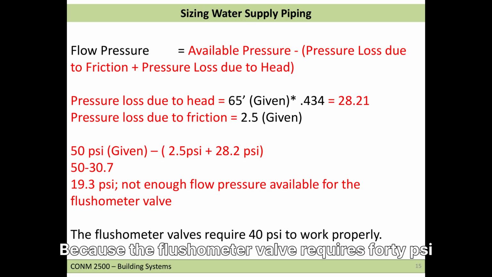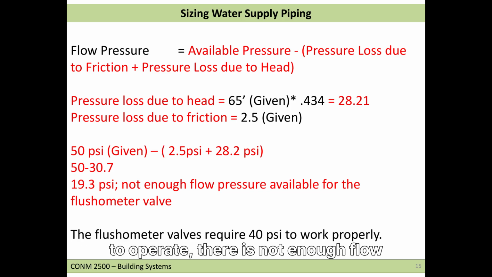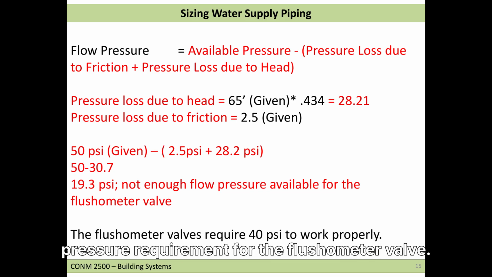Because the flushometer valve requires 40 psi to operate, there is not enough flow pressure available at the fixture. This system does not meet the minimum pressure requirement for the flushometer valve.